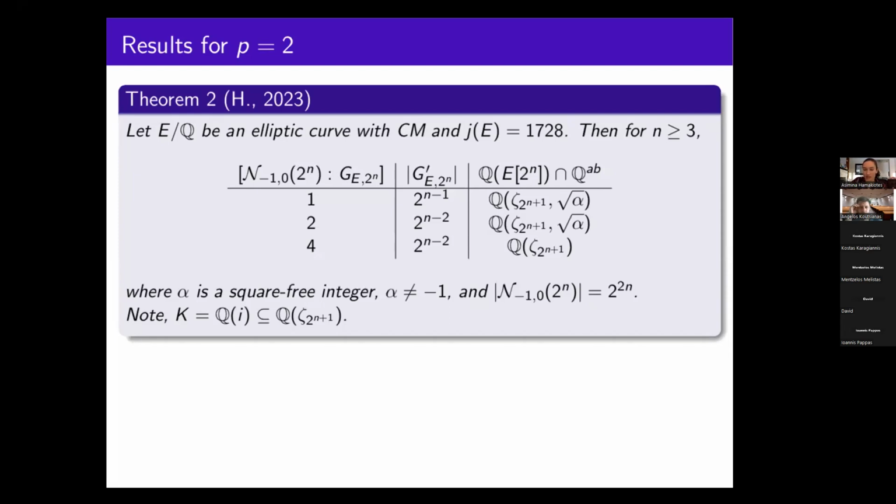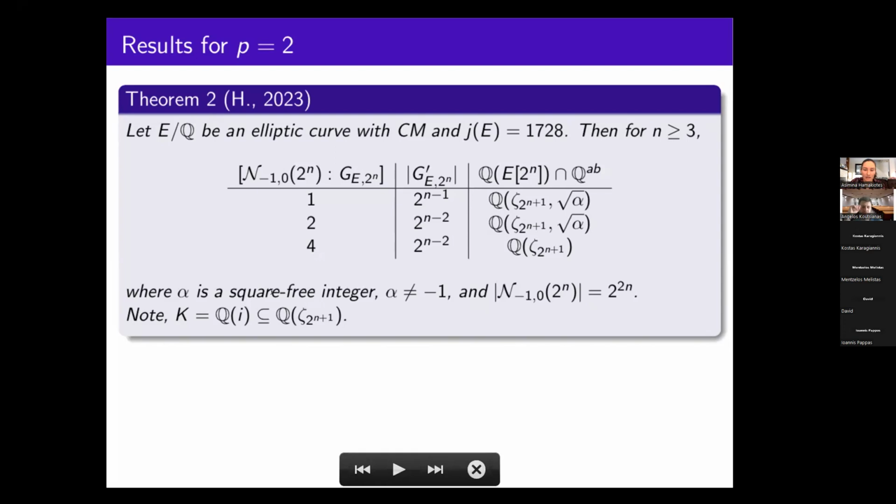And I think it was Nathan Jones who proved that if you have an elliptic curve over Q with CM and Δ_K F squared is even, then Q adjoin ζ_{2^(n+1)} is actually contained in Q adjoin the 2^n torsion. And so that's why we're getting some extra roots of unity.